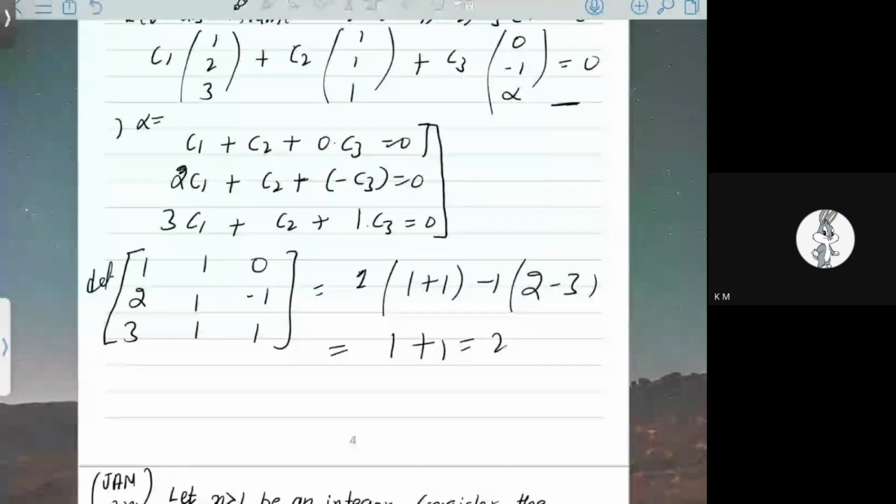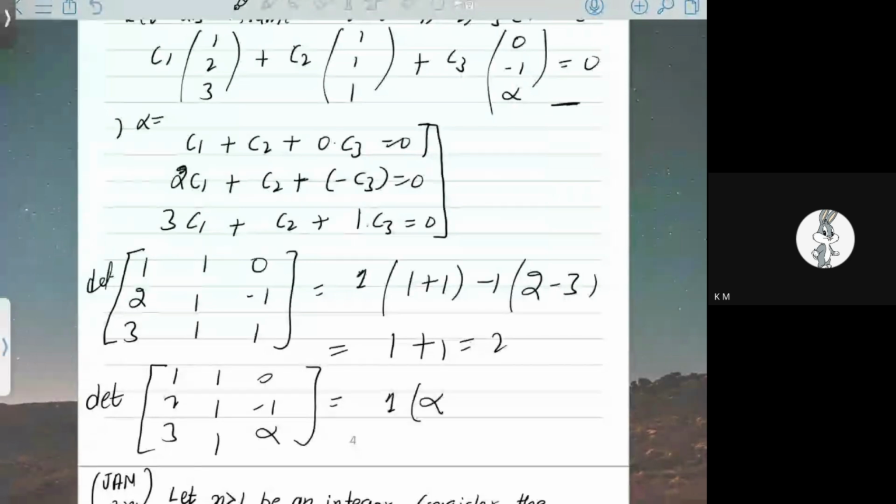Ma'am, actually in the exam, we can't do such lengthy questions. So can we directly find for which alpha the determinant is zero? Right. I was just trying to explain, but that will be a very nice trick to do in the exam. So what we can do is take the matrix 1 1 0, 2 1 minus 1, 3 1 alpha, and calculate the determinant from here. So it comes out to be 1 times alpha plus 1, minus 1 times 2 alpha plus 3. Are the calculations fine? So alpha plus 1 minus 2 alpha plus 3, minus 3. So this is minus alpha minus 2.